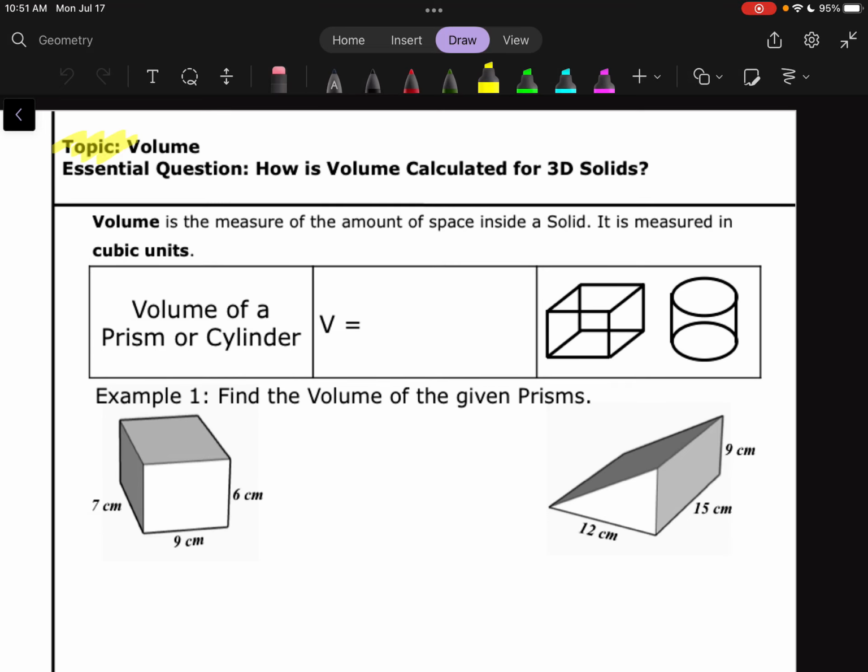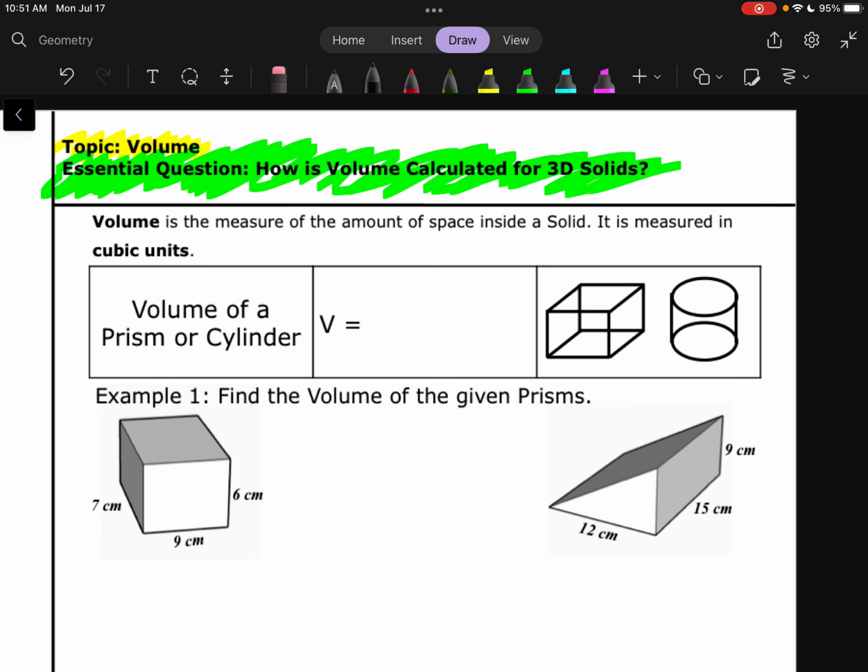Okay, so the topic for this video is going to be about finding volume. Essential question: how is volume calculated for 3D solids? We're going to start off here with some prisms and some cylinders. Both of those you can find the volume of by doing the same formula.